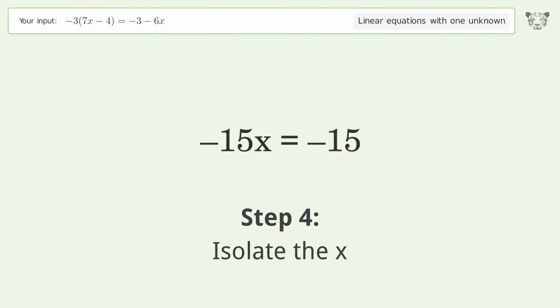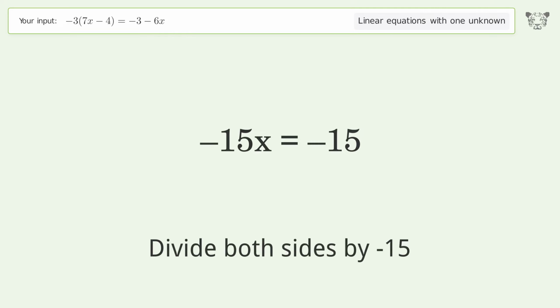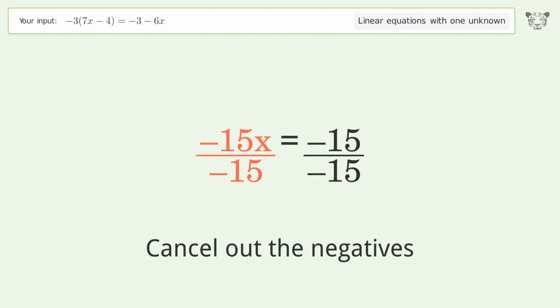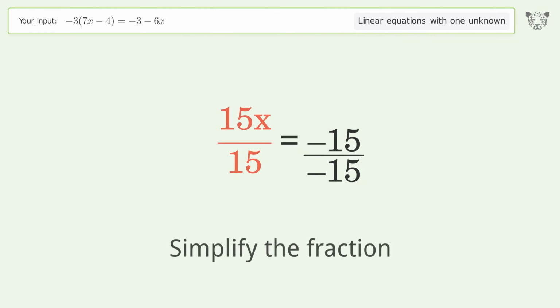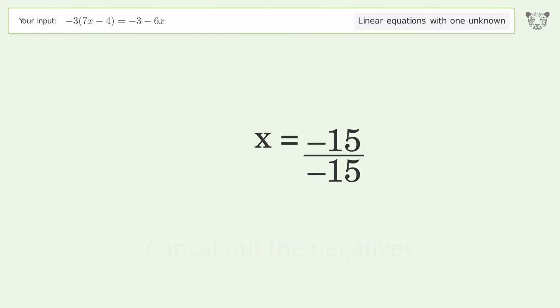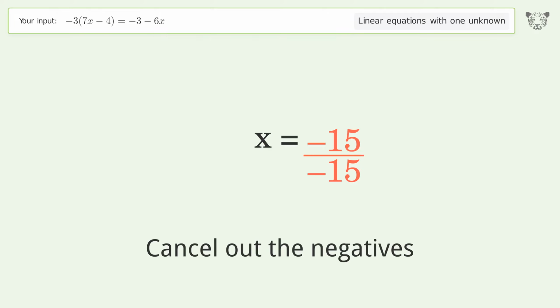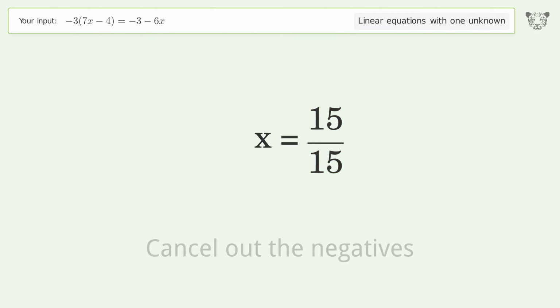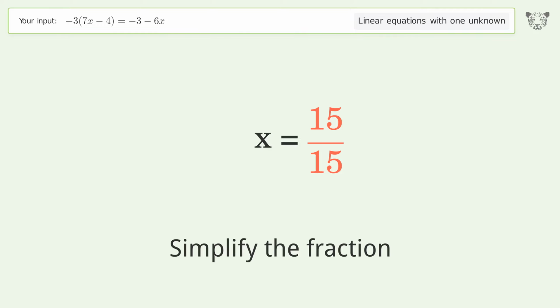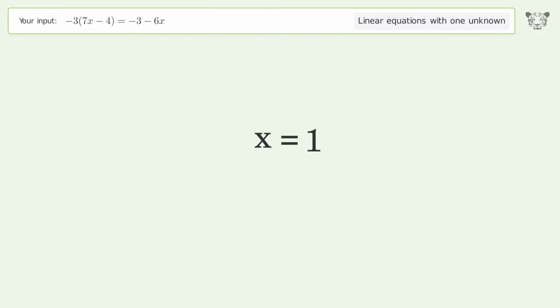Isolate the x. Divide both sides by -15. Cancel out the negatives. Simplify the fraction. Cancel out the negatives. Simplify the fraction. And so the final result is x equals 1.